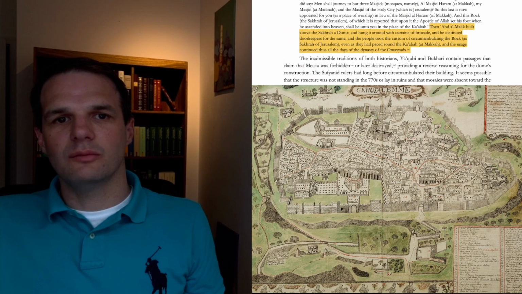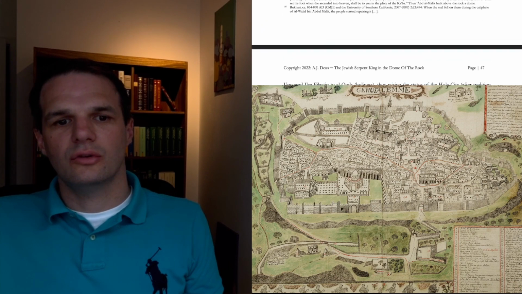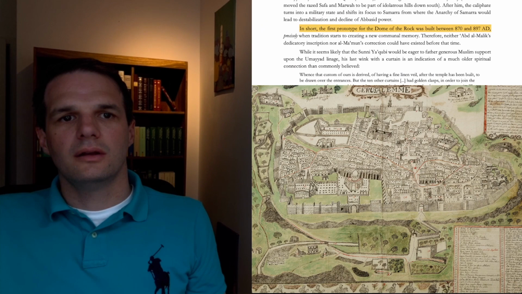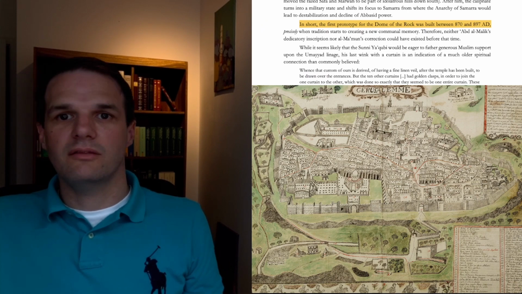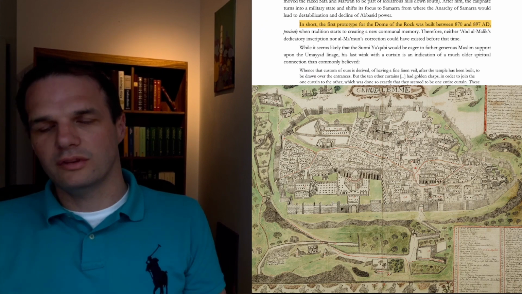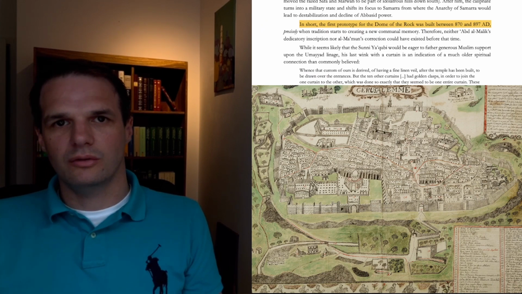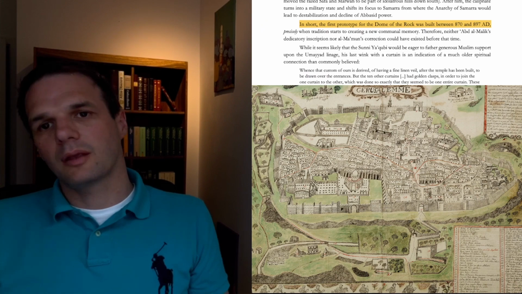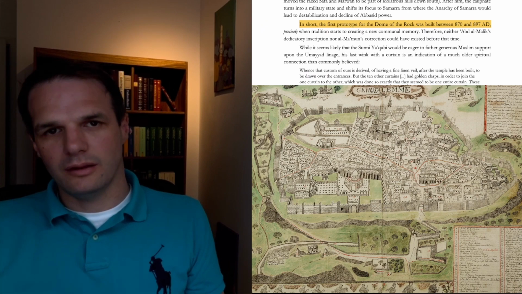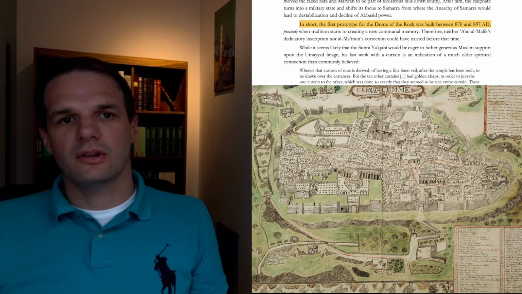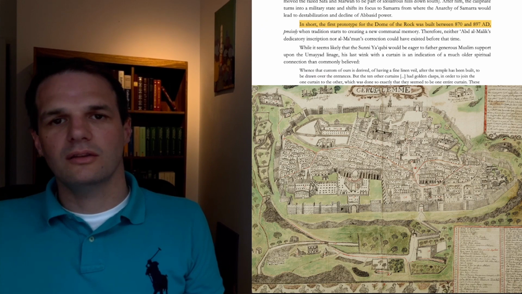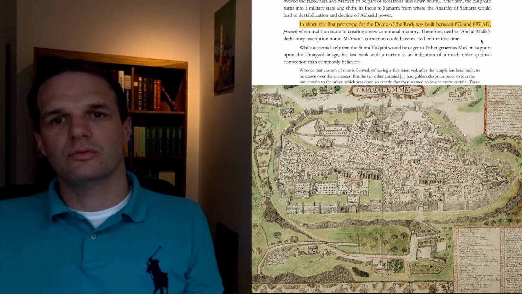Okay, so that seems to confirm the classical story. What does AJ make of it? He says, in short, the first prototype of the Dome of the Rock was built between 870 AD and 897 AD. How does he get to those numbers? Well, in 870, he concluded there was no Dome of the Rock because of what Bernard the Monk said. But in 897, clearly there was a Dome of the Rock, and it was attributed to Abd al-Malik, just like what we think today. So it must have been built in between.